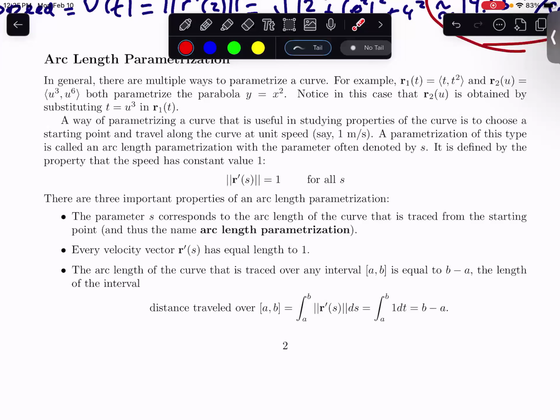This is a quick derivation. You just use the fact that the distance traveled from a to b is given by the following integral. This is the arc length integral, and we know that the integrand is just equal to 1, that's the defining property. So you end up getting the integral from a to b of 1, which is equal to b minus a.